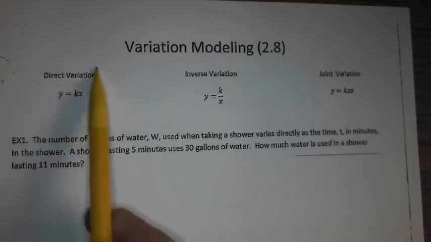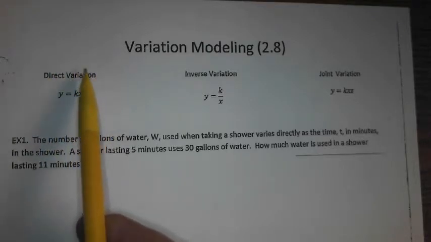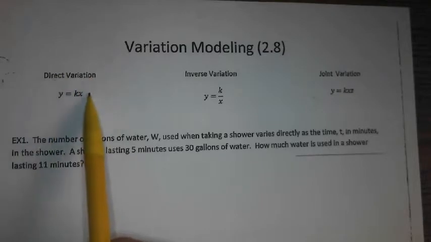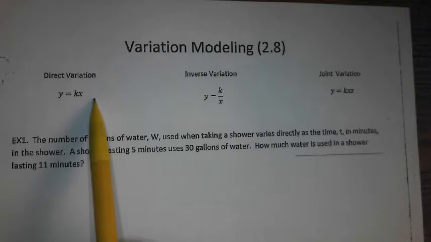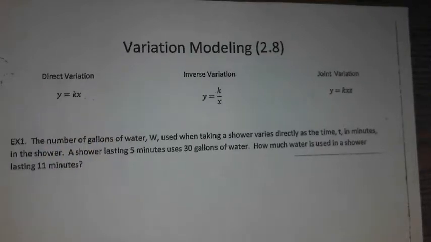In order for things to be directly proportional to each other, there has to be a y-intercept of 0. So you don't see the plus b here from y equals mx plus b. You just see y equals mx. Okay.